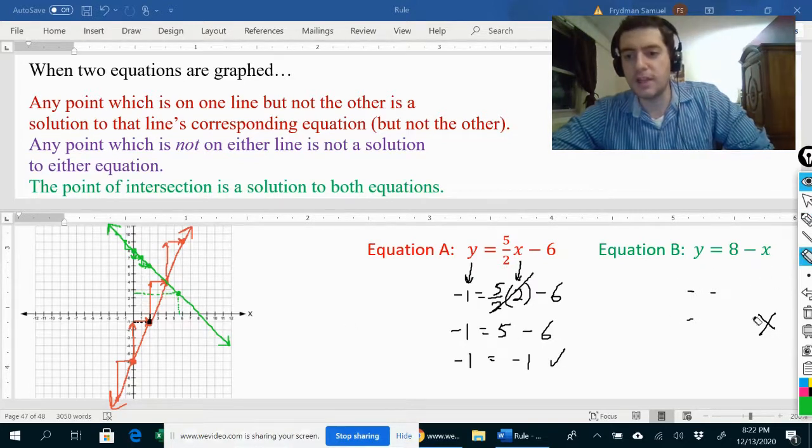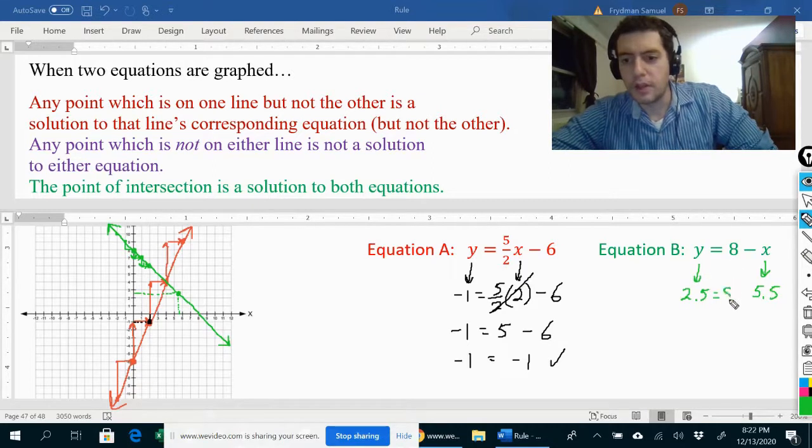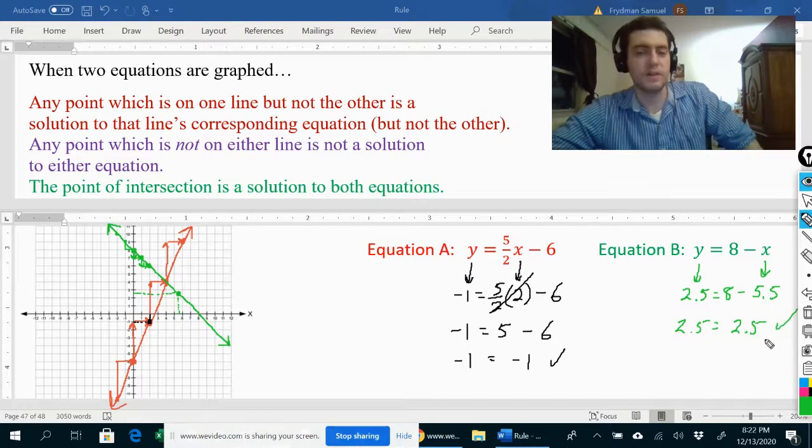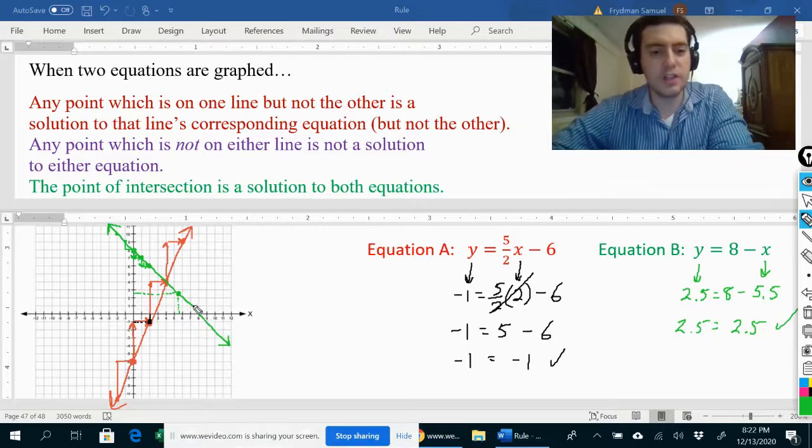If I were to plug that in here, 5.5 for x and 2.5 for y, I get 2.5 equals 8 minus 5.5. And 8 minus 5.5 is 2.5. So I get 2.5 on the left and 2.5 on the right, so that's good. So any point that's on the green line but not the red line is a solution to this equation but not this one.